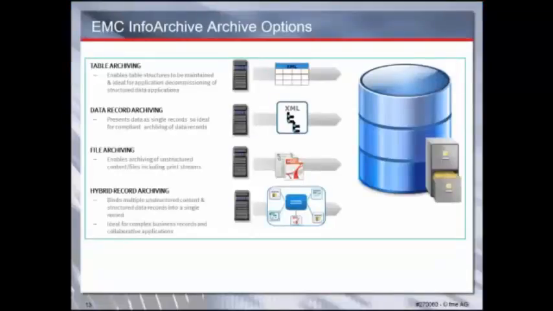So I thought it was appropriate for those who are getting familiar with InfoArchive on the technology, wanting to learn more, to give a little bit of a primer. So the four main options in terms of archiving is table archiving, where you have table structures where you want to maintain that data integrity between tables. That's one area, that's one lane, or option from an archiving perspective.